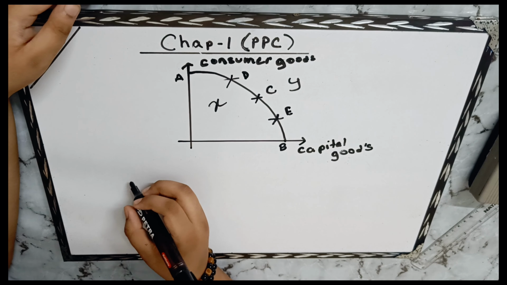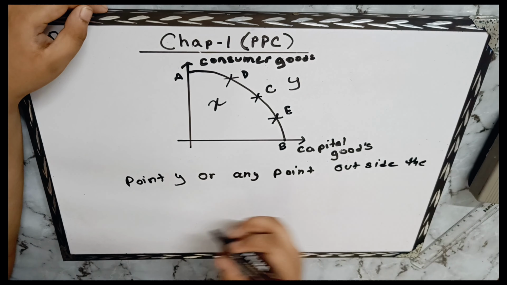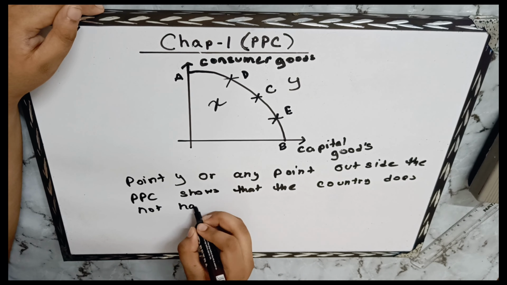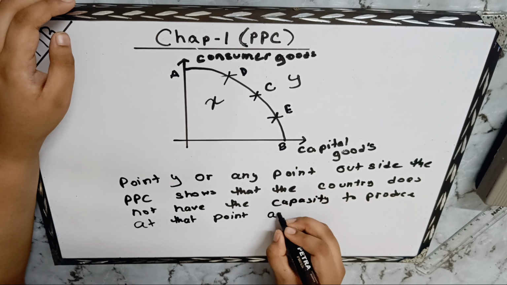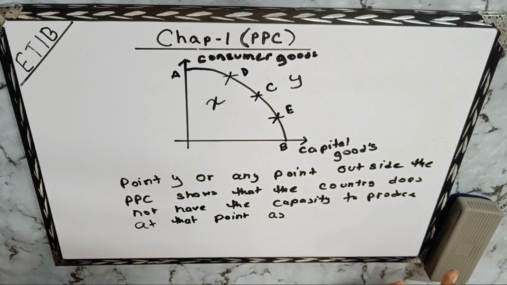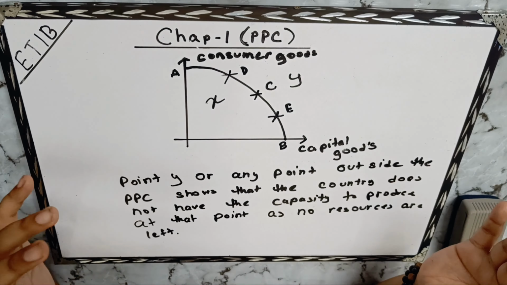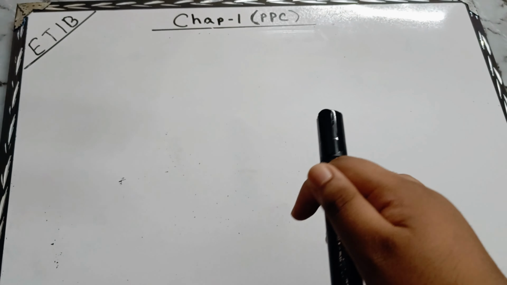So let's move on. Point Y, or any point outside the production possibility curve or PPC, shows that the country does not have the capacity to produce at that point as no resources are left. So with that, we are done with the graphs. In the next part, we will learn the factors which may shift the production possibility curve.